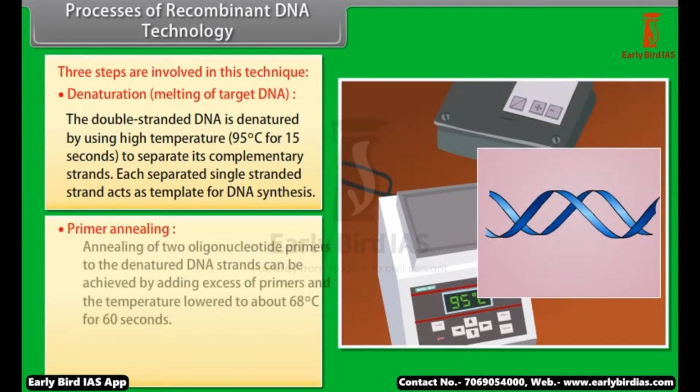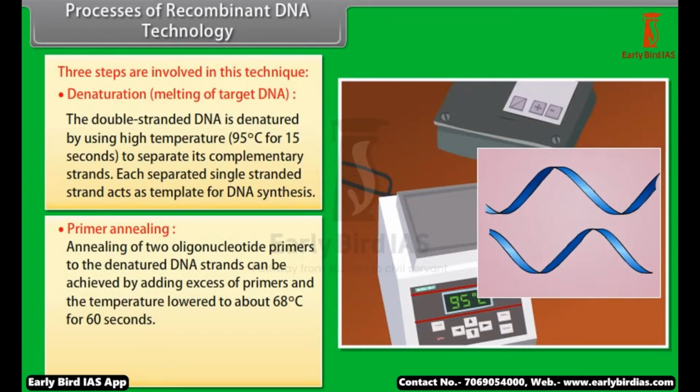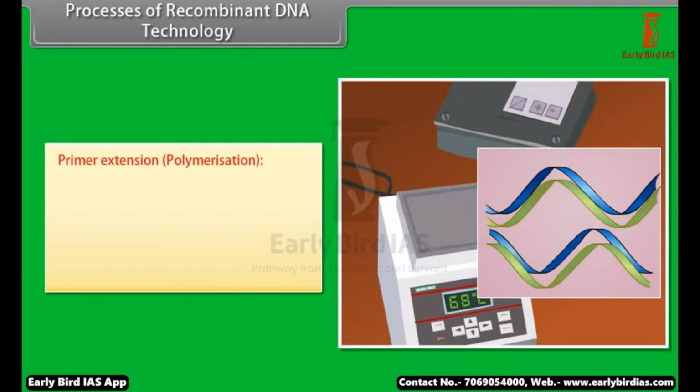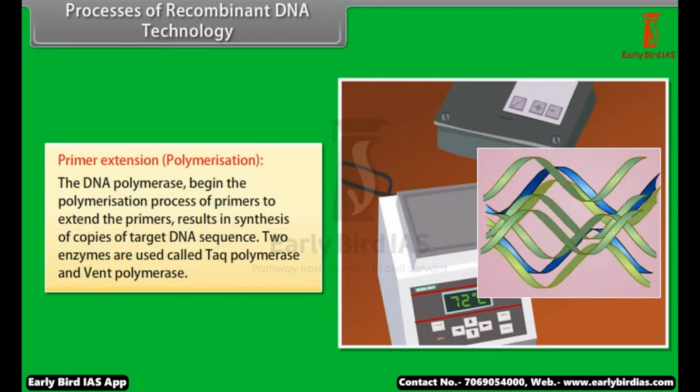Primer annealing. Annealing of two oligonucleotide primers to the denatured DNA strands can be achieved by adding excess of primers and the temperature lowered to about 68 degrees Celsius for 60 seconds. The primers form hydrogen bonds, that is, anneal to the DNA on both sides of the DNA sequence. Primer extension, polymerization. The DNA polymerase begins the polymerization process of primers to extend the primers, resulting in synthesis of copies of target DNA sequence. Two enzymes are used called Taq polymerase and Vent polymerase.